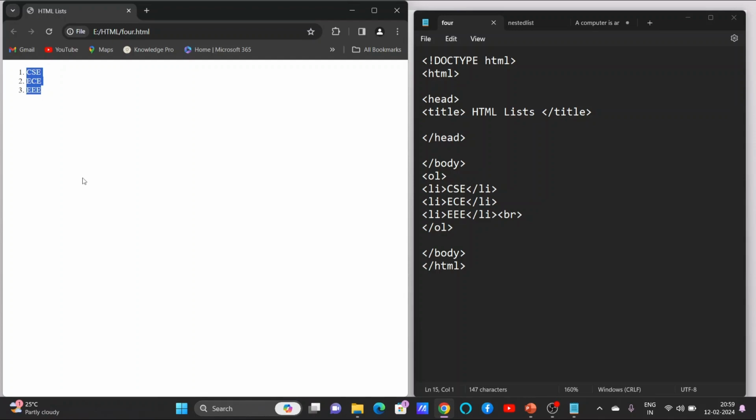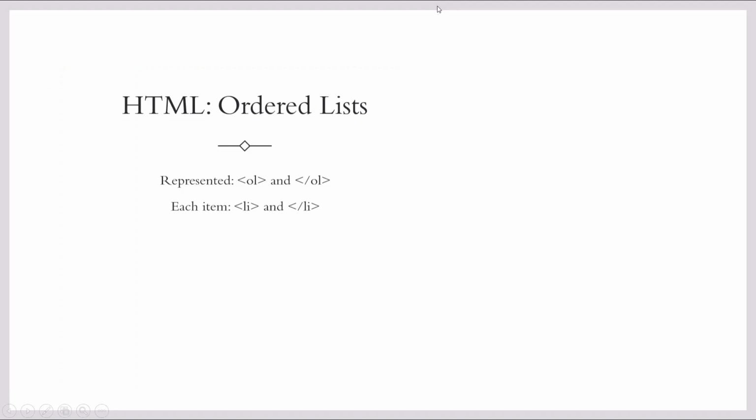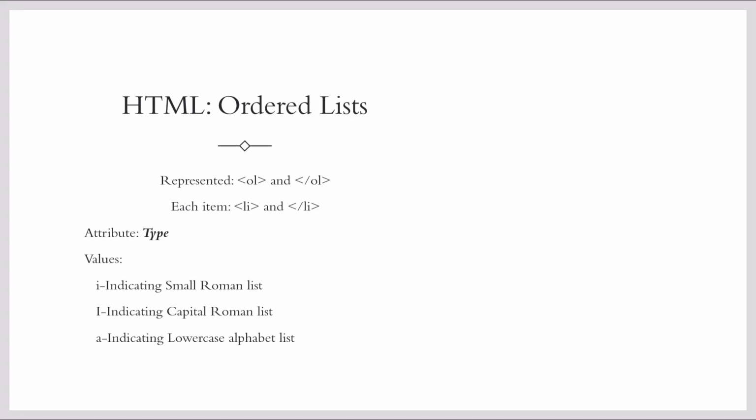You can change the type of the list by using the type attribute. Type attribute can be set to small i indicating small Roman list, capital I indicating capital Roman list, a indicating lowercase alphabet list, capital A indicating uppercase alphabet list, and 1 indicating numbering list. This is the default one. Let's see all these with examples.